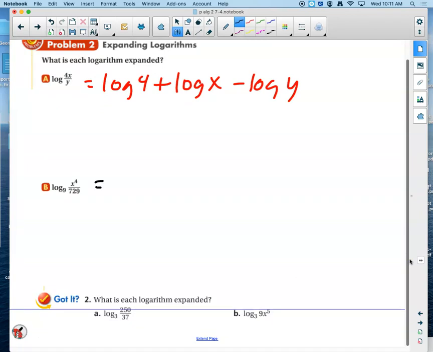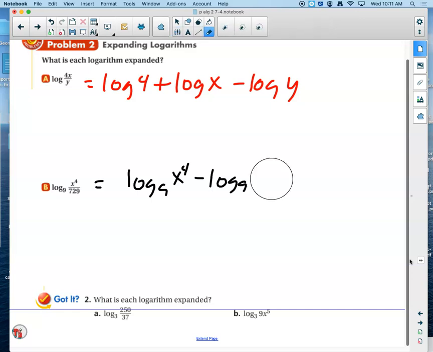Well, there's no multiplication there, but there is division. Division is what in log language? Okay, so log base 9 of x to the 4th minus log base 9 of 729. Oh, wait a second. There's a power in this one. What do you do when you raise to a power in logarithm language? Put it in the front to multiply. Now, just in front of the term that needs it. It only goes for the x, so it's just this term that's going to get that 4.